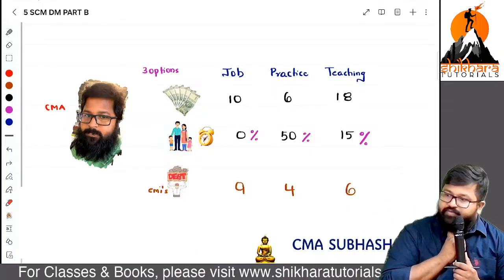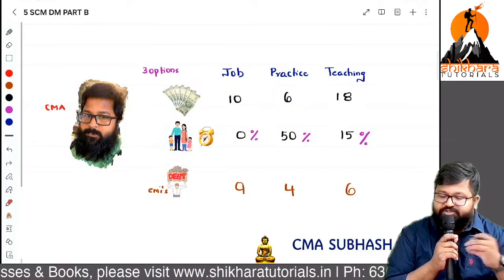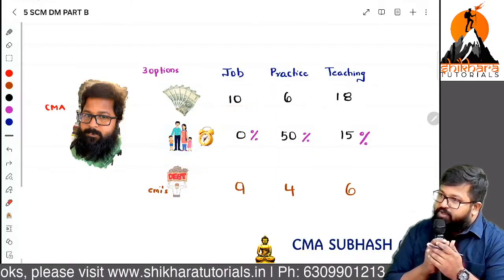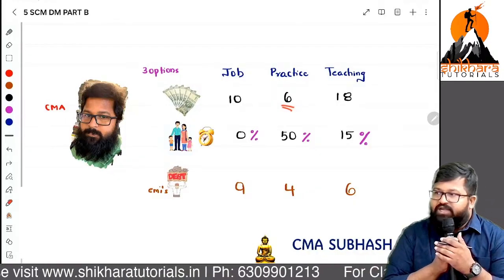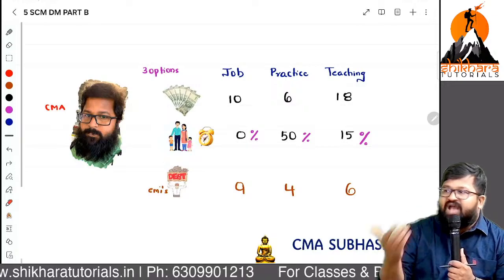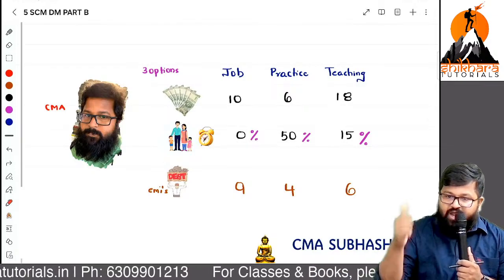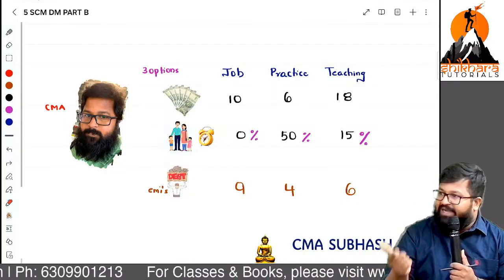Second option? Third option? Sir, in the case of the first option, that is job, I am getting a salary of 10 lakhs. Next, practice, how much am I getting? 6 lakhs, because initially we may not be having clients. We will be having some more expenditure because we have to pay the premises rent and all, and we need to go with the maintenance and all.